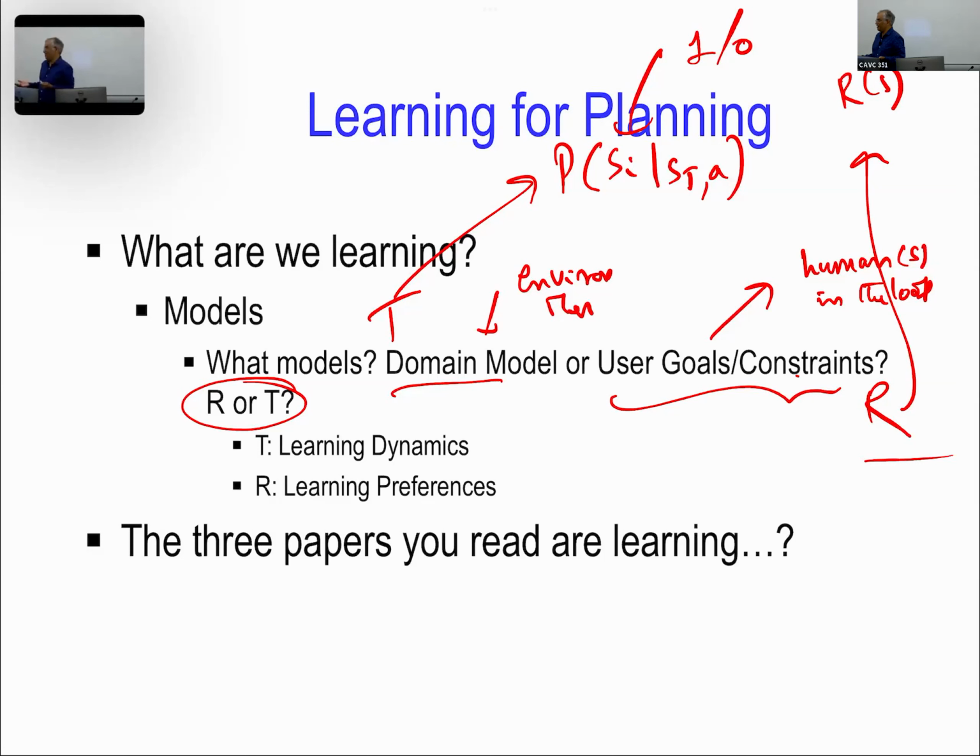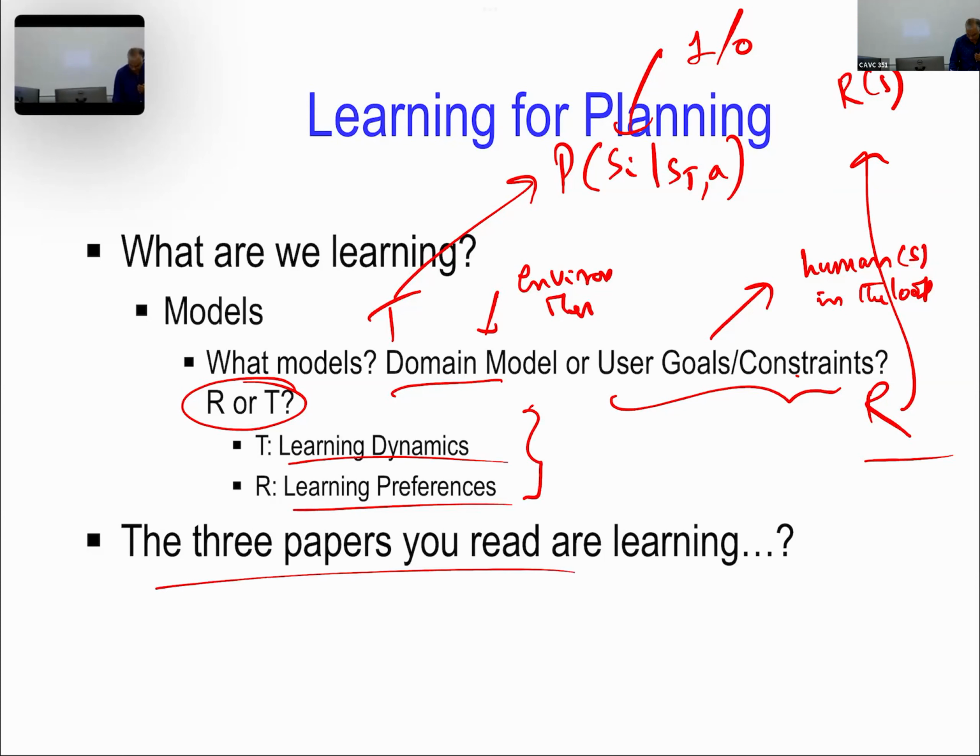It's actually search, but it's a kind of learning, if you're actually trying to do it in deep learning. Okay. So T is the learning dynamics, R is the learning preferences. These are closely connected, but they have their own distinctions. That's actually worthwhile understanding. Hopefully you'll actually read a couple of preferences papers too later on.